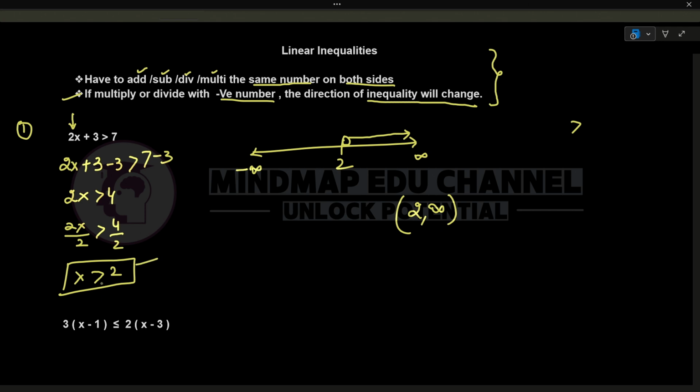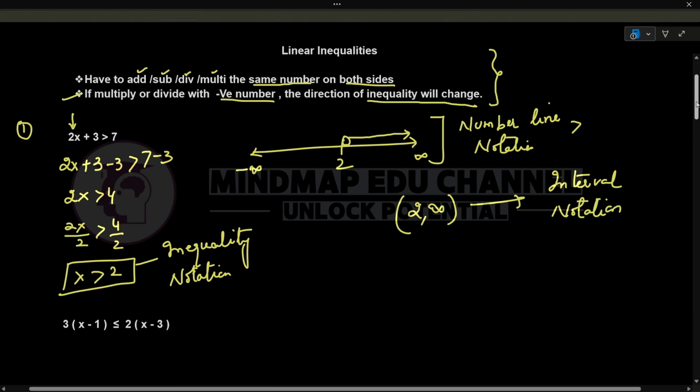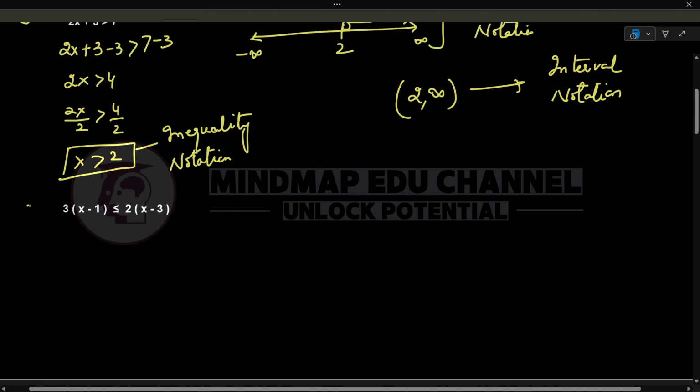So here we have the solution in inequality notation. And here the solution is in number line notation. And this is in the form of interval notation. Clear? Okay. Now let's move to the next example.